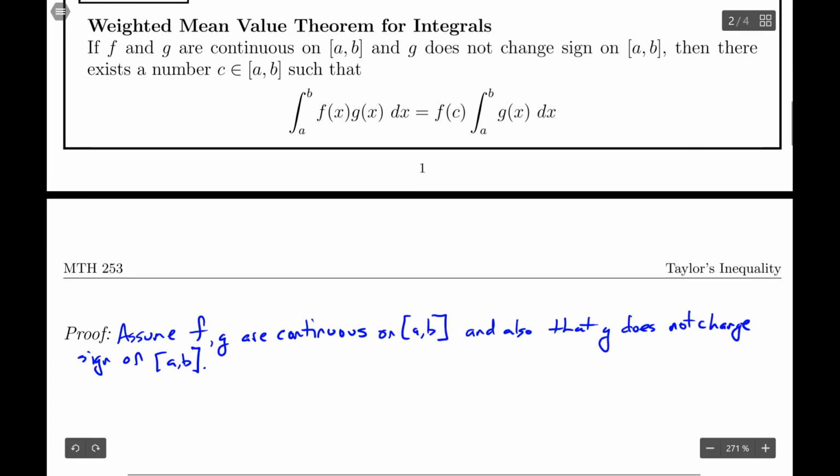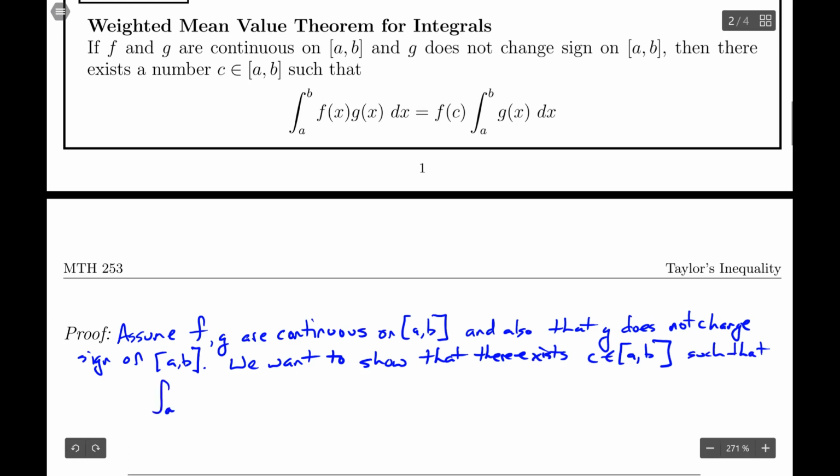We want to show that there exists some c, could be a, could be b, could be any number in between, such that when we integrate from a to b of f of x, g of x dx, we could have instead just plugged in c into just f and then integrated g.